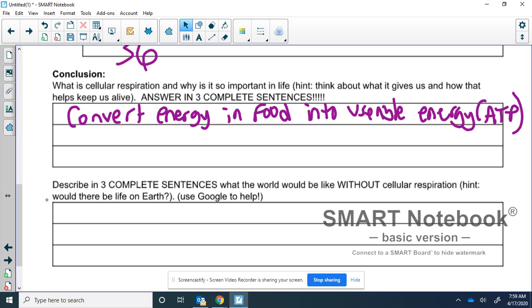So when we talk about down here, would there be life on Earth? I'm going to give you a big hint. 2 letters, NO. The other thing to realize about this is that all living things go through this process. So if we didn't have cellular respiration, we wouldn't have anything living or alive.